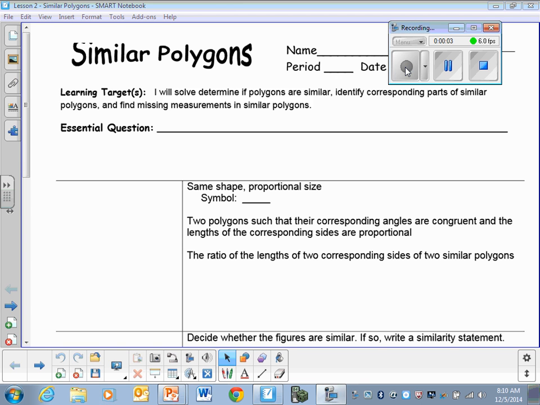The learning target today is for you to determine if polygons are similar, identify corresponding parts of similar polygons, and find missing measurements in similar polygons. It is your responsibility to turn the learning target into today's essential question.